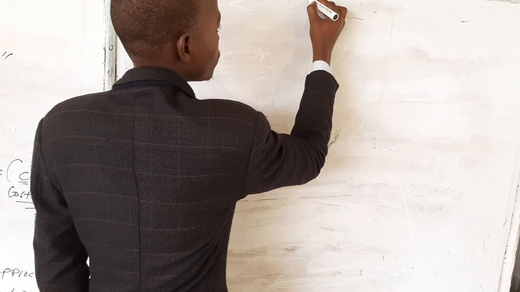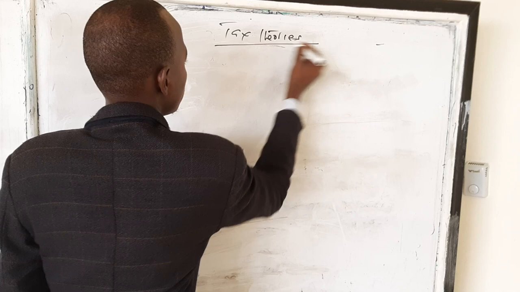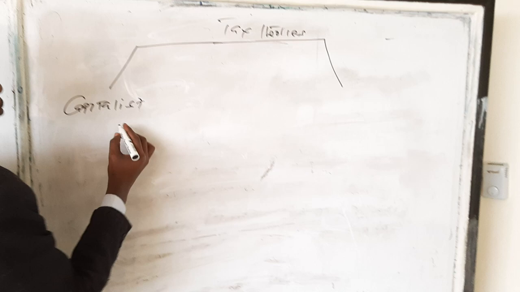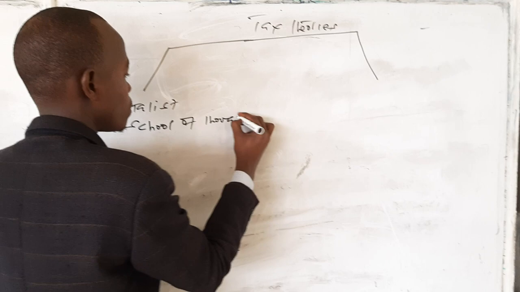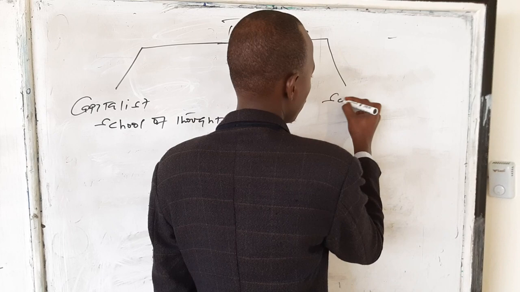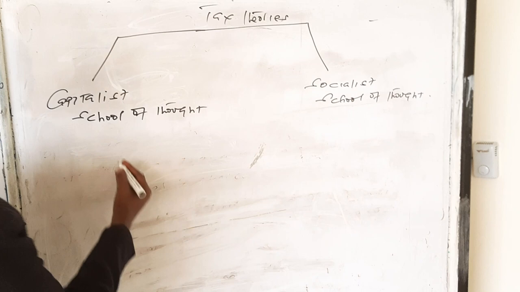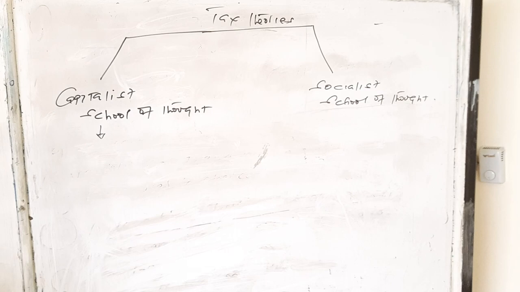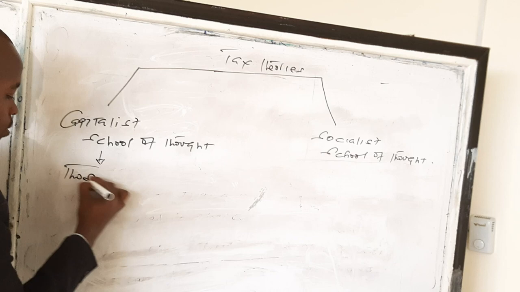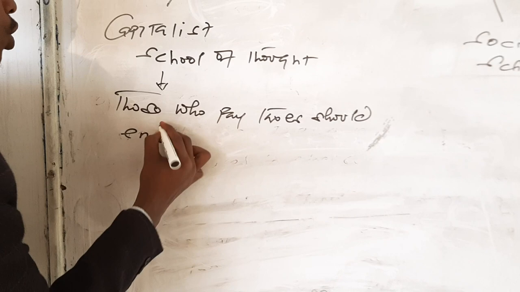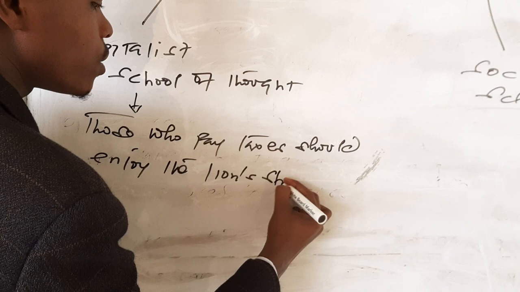Let's look at the tax theories. These tax theories have given us the capitalist school of thought and the socialist school of thought. Under the capitalist school of thought, we say that those who pay taxes should enjoy the lion's share.